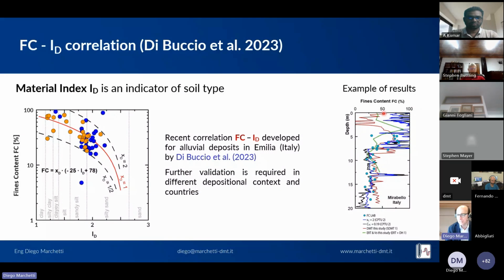On the right, you see a first example of the results, which is the brown profile, showing that it works reasonably well between 7 meters and 18 meters. It does not work very well at the surface, where it probably requires some normalization to the vertical stress, and also at large depth. But it looks like an encouraging approach where further validation and study and probably refinement of the formula is also needed.